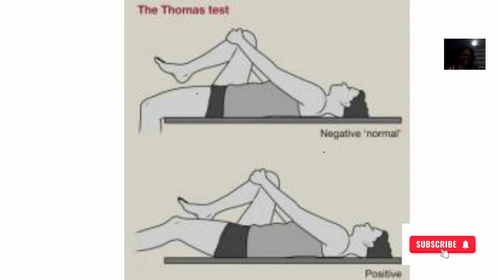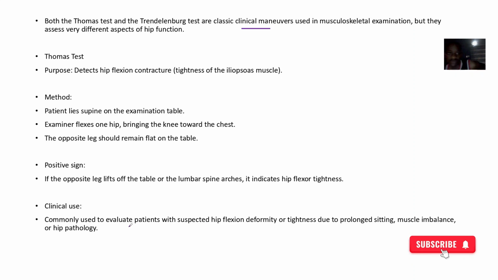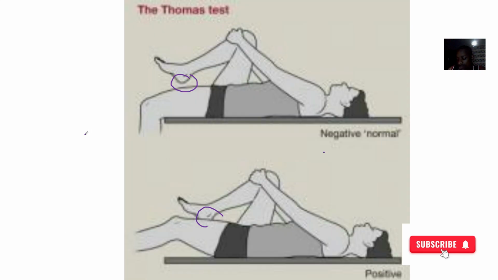So here you can see that his leg is way above this, but here he's not able to move his leg above. So that means there's a contracture. Okay, so let's quickly keep moving. So the method is the patient lies facing up, that's supine, on an examination table. The examiner flexes one hip, bringing the knee towards the chest. So the opposite leg should remain flat. Do you understand?